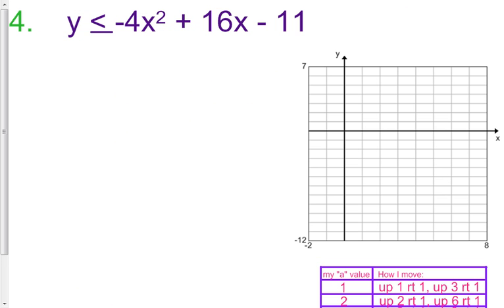All right, number 4, why don't you guys try this one on your own? Make sure you distribute this negative 4. Pull that out first. But why don't you guys try this one on your own, and then double check your work with mine.